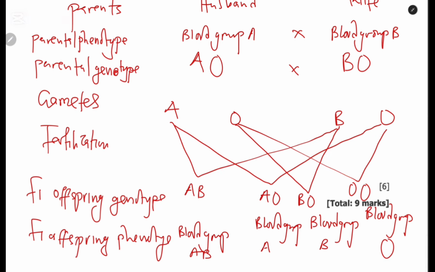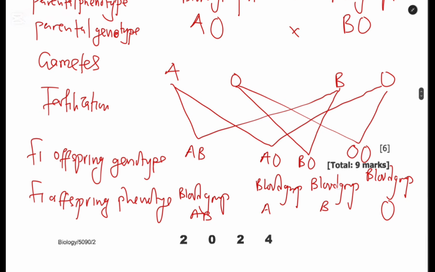All right. So that is how we show that indeed the person with blood group A and the person with blood group B can produce a child who is blood group O. So we've shown using the genetic diagram. Okay. All right. We've come to the end of the lesson.